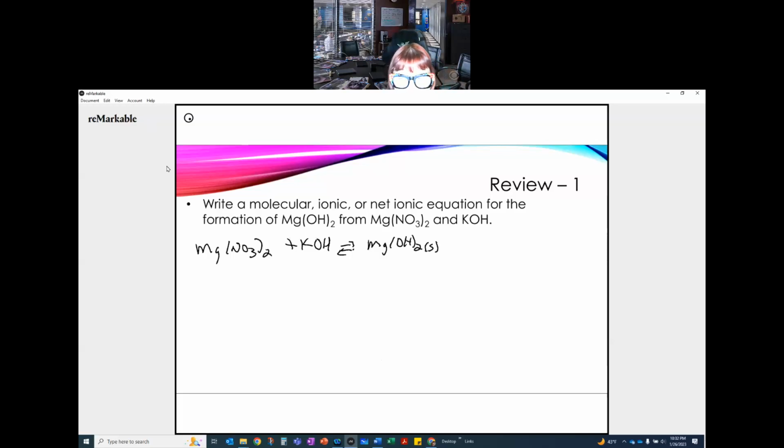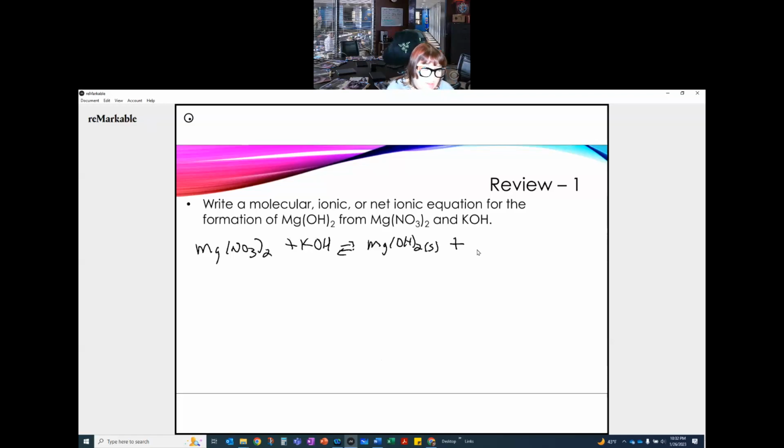Now, is that my only product? No, it's not. And I know that it's not because if I look at what I have here, I have an Mg that's on the reactant side, and I have an Mg on the product side. I have an OH on the reactant side. I have two OHs on my product side. I have no potassium on my product side, and I have no NO3 on my product side. So I know I'm not done yet. Okay.